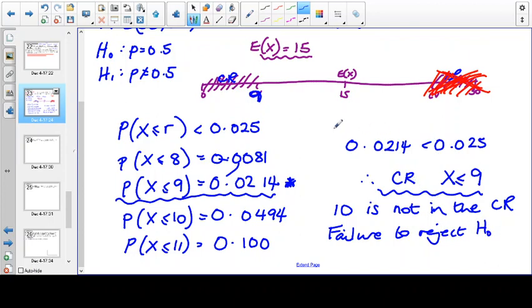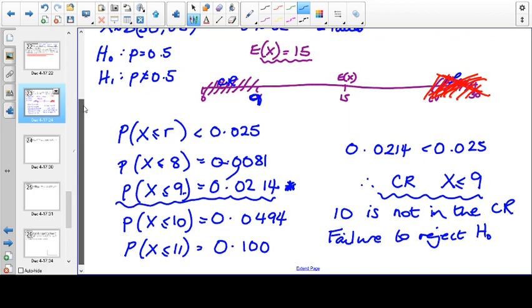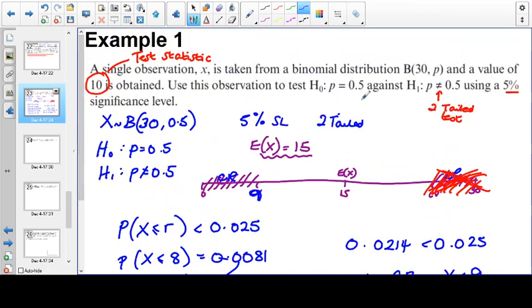Okay, so I've worked out my value, I've shown my calculation, I've compared my probability to the significance level, which I've halved, I've got my critical region, and then I've stated whether my test statistic is or not in the critical region. In this case, it's not in the critical region. So because it's not in the critical region, I cannot reject H0. There is not enough evidence to suggest that the probability is not a half.